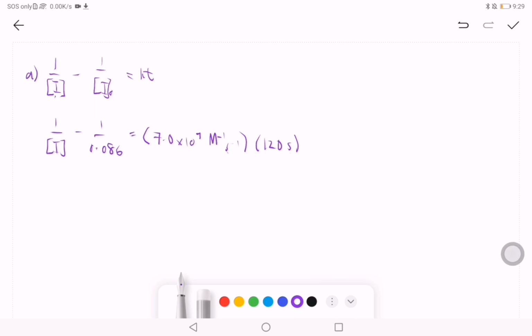So finally, lepas awak tekan calculator, awak akan dapat nilai I. So 1.19 times 10 to the power negative 12 molar. Okay, final answer wajib ada unit. The unit for concentration is always molar. So that's for question A.